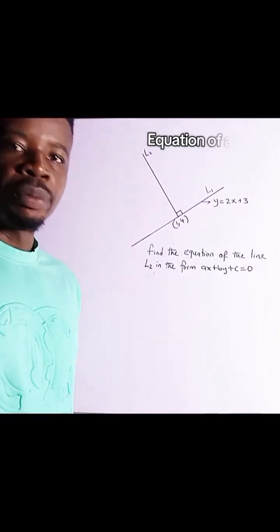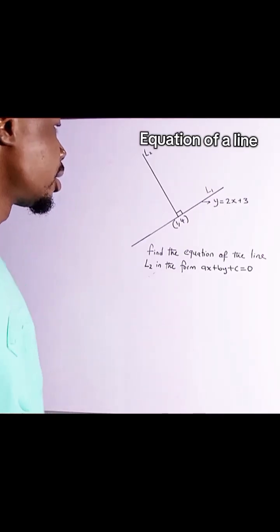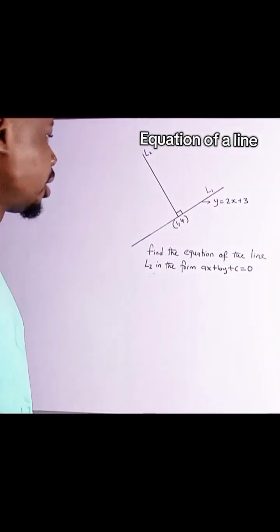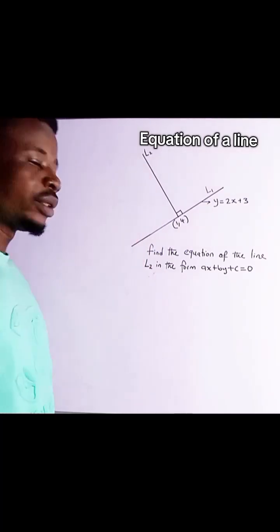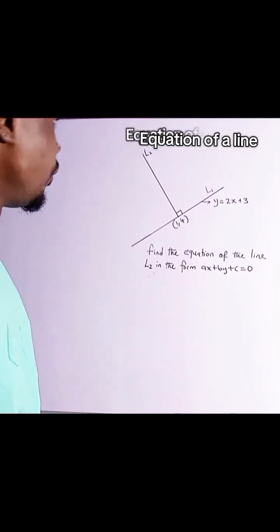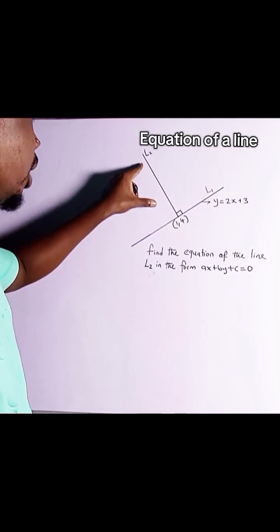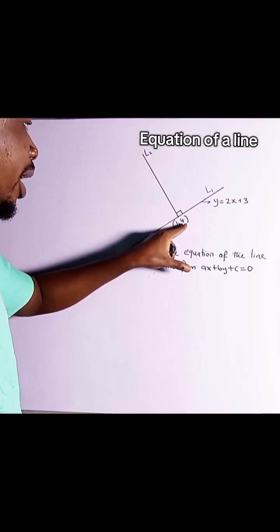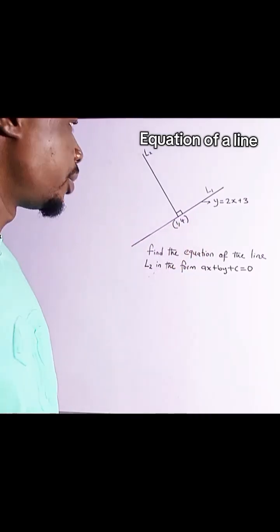Now, if you look at the board, we have a line system, right? Two lines connected perpendicularly, and we are asked to find the equation of this line L2. So how do we go about solving this? If you look at this line system, you will notice that L2 meets L1 at the point (1, 4). This is the coordinate of their point of intersection.